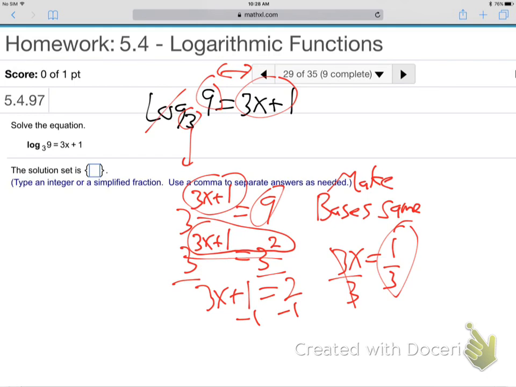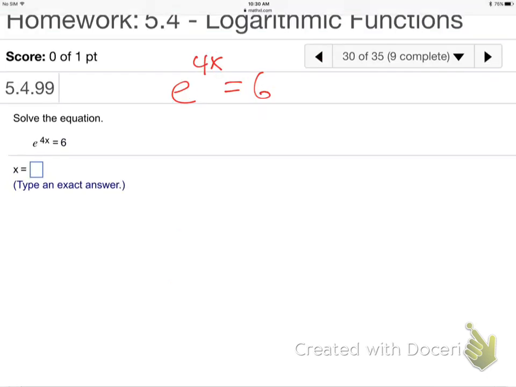But what if you can't make the bases the same? Like here, I can't make e and 6 the same. How do I solve for x? I mean, what am I going to do? Could I divide by the 4x, for example? Well, no, that's not e times 4x. It's e to the 4x. I guess take some kind of root of 4x.